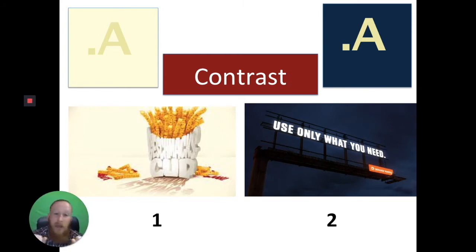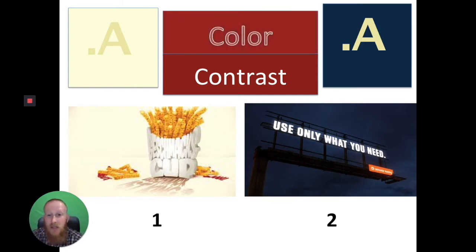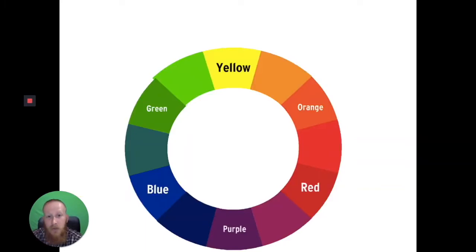Now, some of you may already know a lot about color. When we're talking about contrasting colors, what we're talking about is our complementary colors. They're the colors that are very different. So, let's go through our complementary colors.